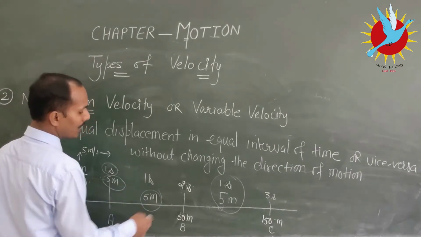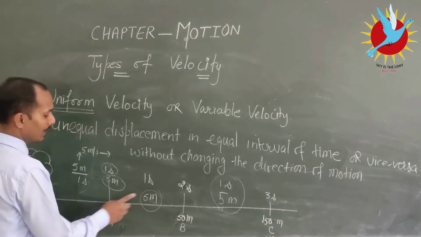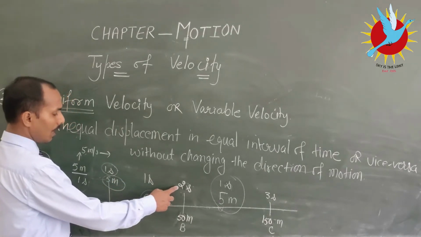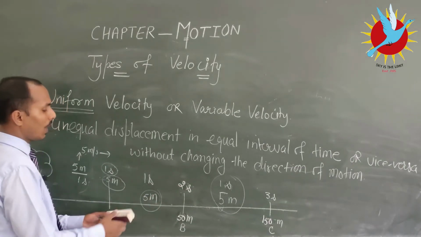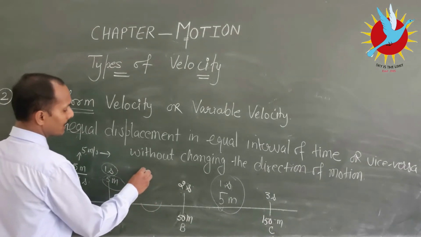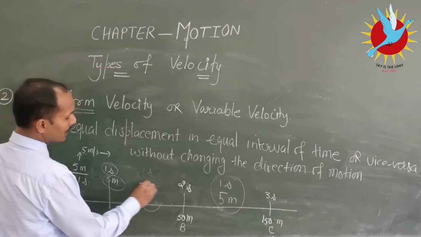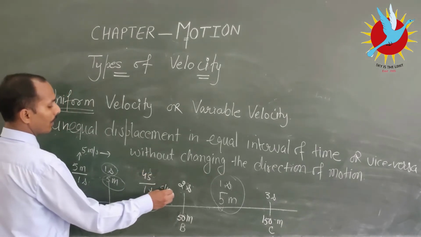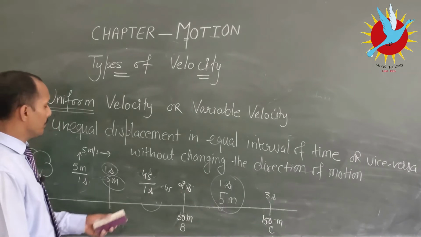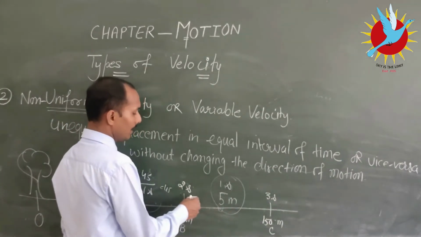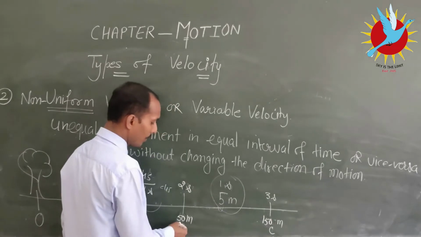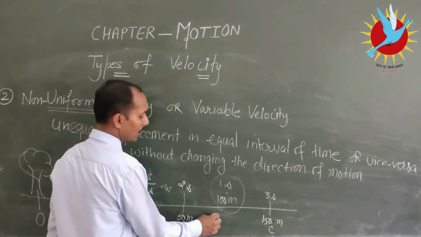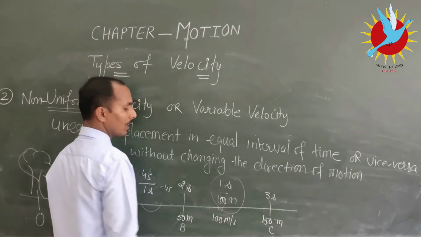But in the second case, the position is 5 meters, and after 1 second its position is 50. It means in 1 second it covers a displacement of 45, so the velocity becomes 45 meters per second. Then again in 1 second it goes from 50 to 150, which means 100 meters. When you calculate the speed, you find 100 meters per second along east.